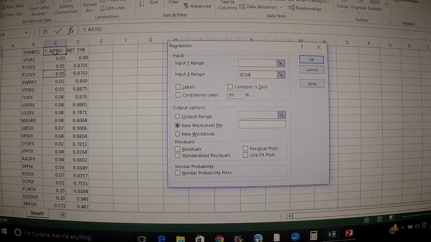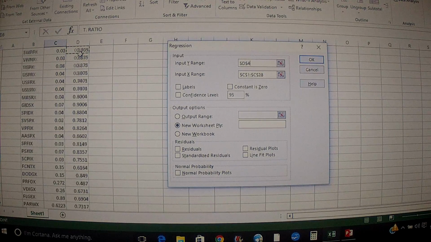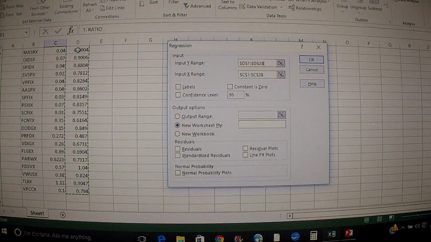Oops. Sorry about that. Okay. And then for our Y value, or our dependent, we're going to come back over here to column D, and we're going to select our 5-year returns. Okay, and, oh, sorry. Shoot.